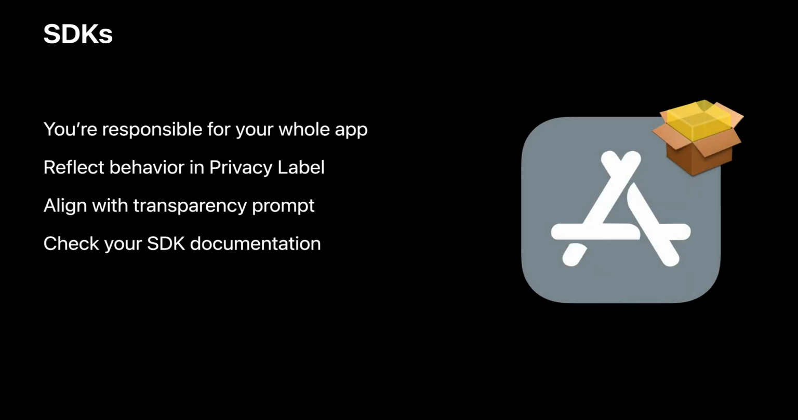Many of you embed third-party SDKs to avoid re-implementing functionality or to take advantage of helpful third-party services. You need to be aware of what those SDKs are doing. You're responsible for the behavior of your whole app. If an SDK collects data, you need to put that behavior on your privacy label. If an SDK is going to track, you need to get people's permission before calling those methods. Many SDKs have documentation related to the privacy nutrition label. You can also reach out to them to ask.